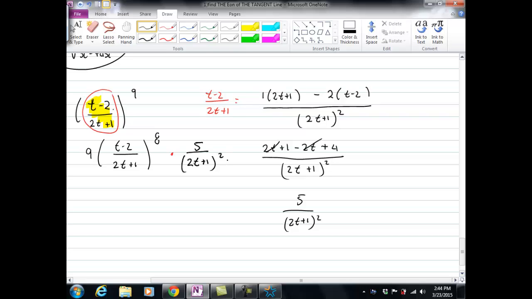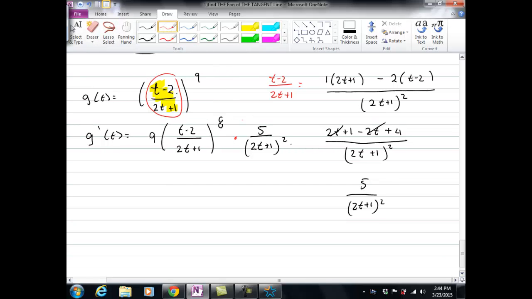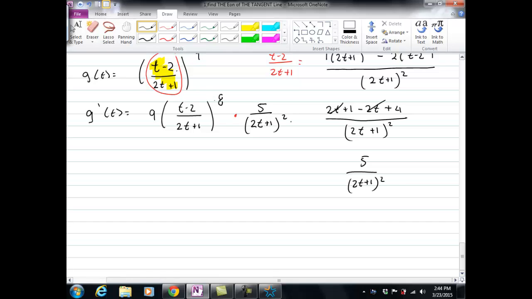Now some of you ask me, can I leave my answer like that? The answer is, try to simplify it one more step if you can. And in the book, they take it one more step. So here's what they did in the book. Watch carefully. This 8 applies to this whole entire top, so I'm going to do it slowly for you. 9 times t minus 2 to the power of 8, with brackets, over 2t plus 1 to the power of 8, times 5 over 2t plus 1 to the power of 2.